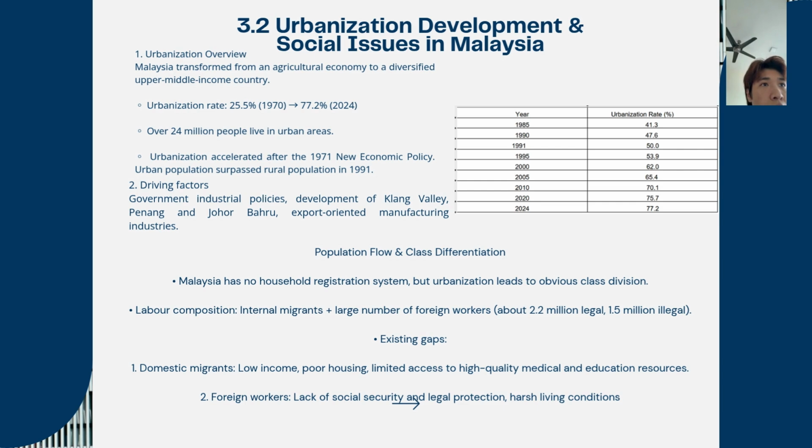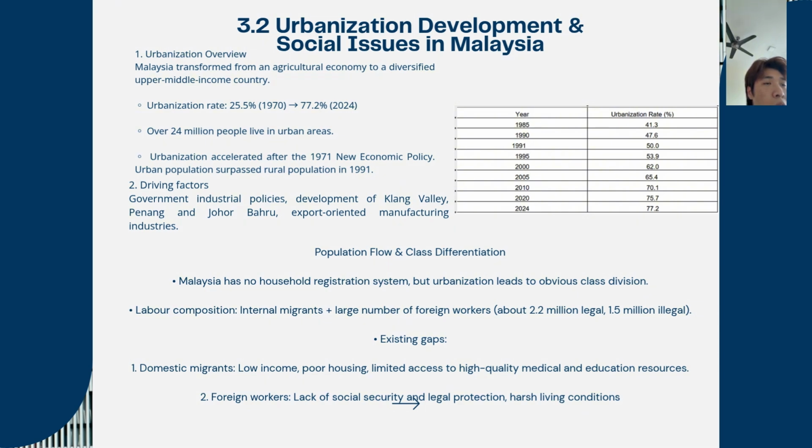Next, let's talk about Malaysia's urbanization and related social problems. Malaysia has achieved rapid urbanization over the past decades. Its urban population rose from the rural residents' share in 1991. Industrial policies and urban construction promoted economic development.